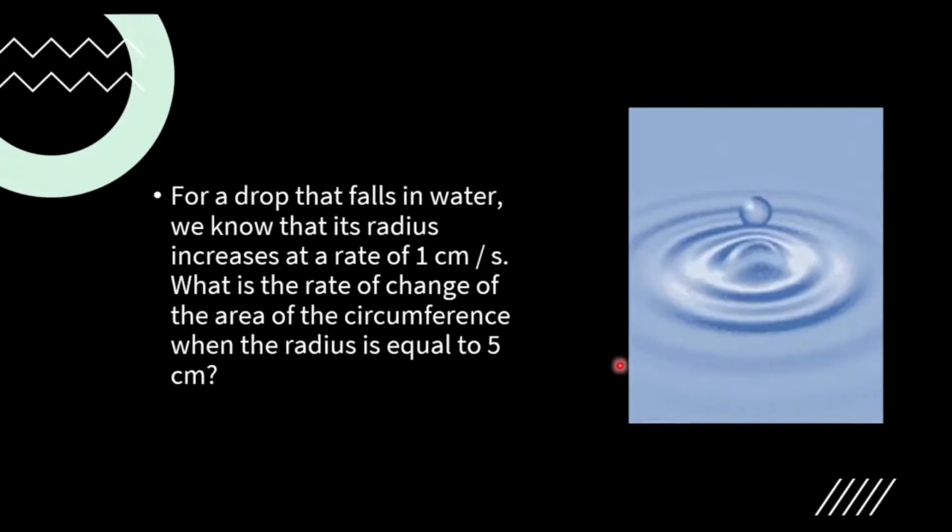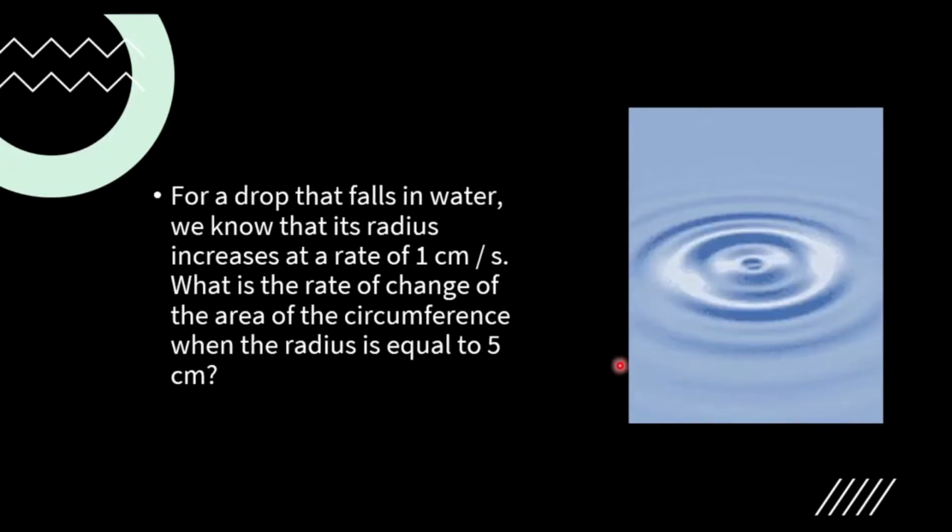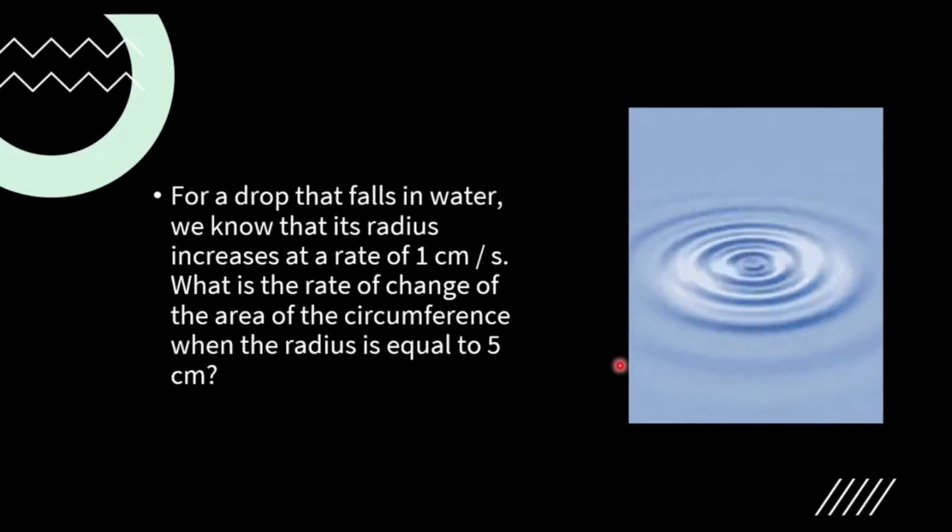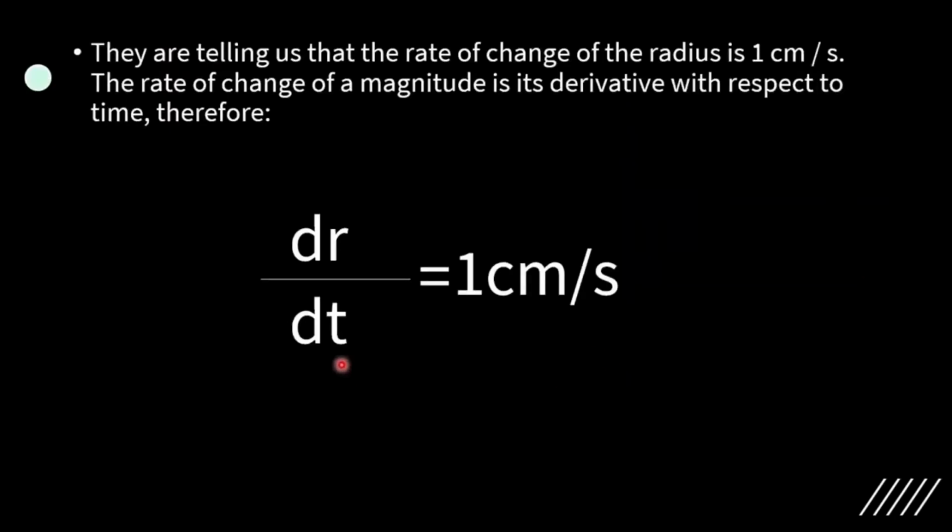For a drop of water that falls in water, we know that its radius increases at the rate of 1 centimeter per second. What is the rate of change of the area of the circumference when the radius is equal to 5 centimeters? Okay, that sounds strange or like something old, but it's really easy to do. First, in this problem, they are telling us that the rate of change of the radius is 1 centimeter per second. The rate of change of a magnitude is its derivative with respect to time. Therefore, with that, we have a derivative equal to 1 centimeter per second.